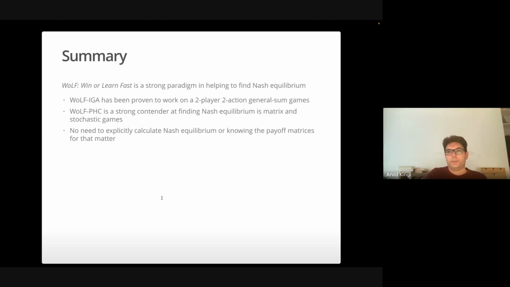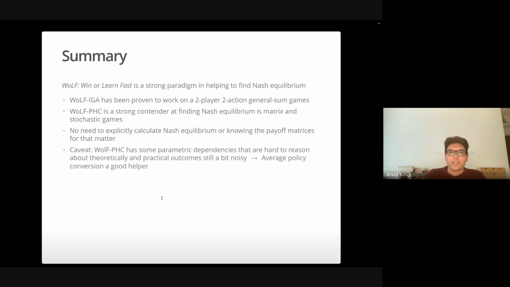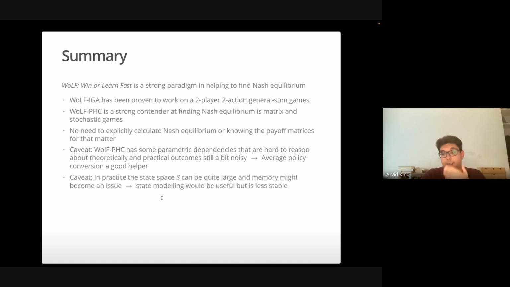Depends on the game, of course. If there are more Nash equilibria, then you might still have to sample different starting positions in order to see where you're going to end up with your equilibria. There are still some parametric dependencies that are hard to reason about, especially once your game gets bigger and noisier. Calculating stuff on the average policy generally made things a lot smoother.